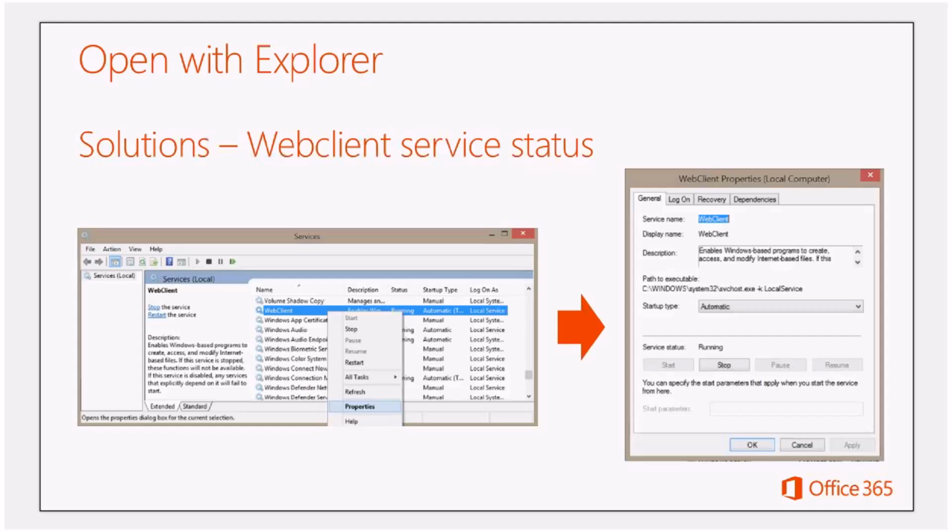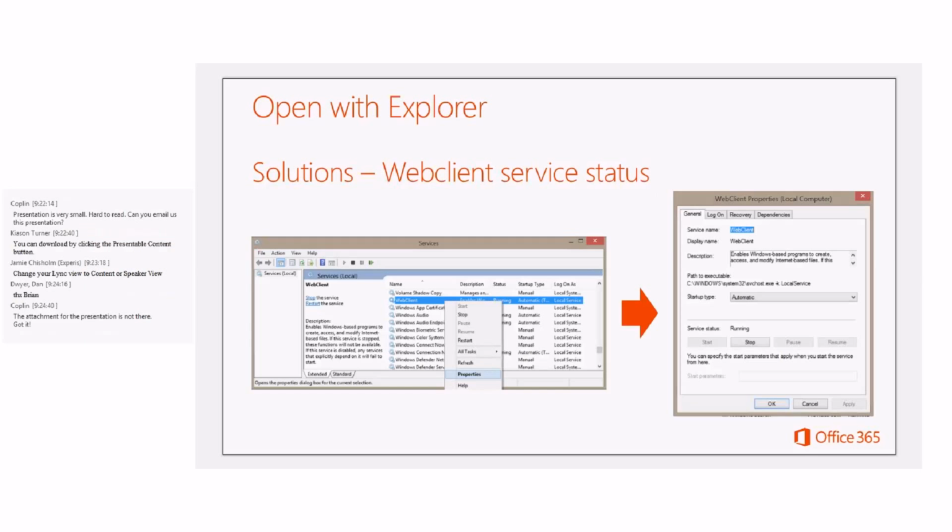Assuming you've run through all that and you're still getting one of the errors we talked about earlier, so you're getting the try to sync this message or referencing the other KB article, the next thing to check is the status of the web client service on your local machine. The quickest way to get to this is to go to Start, Run, and then type services.msc.